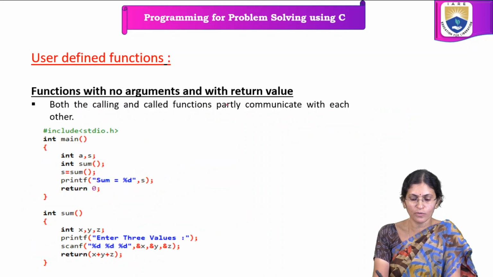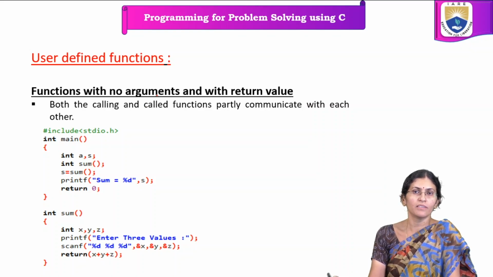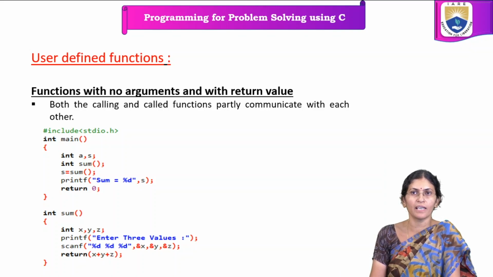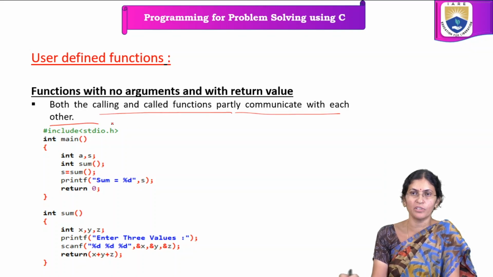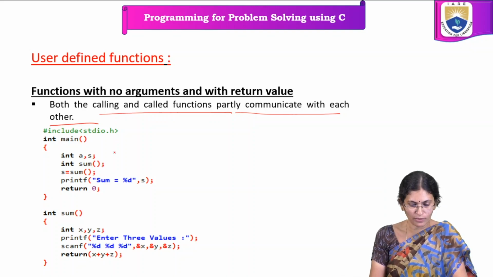Next, functions with no arguments and with return value. With no arguments means the function does not take any inputs, but it will return something. It will have a return value. Here both the calling and called function partly communicate with each other. So let us see the program for this.